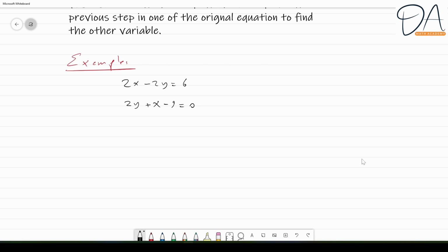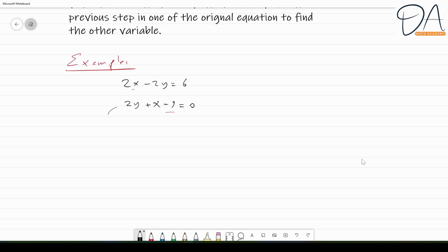So our first step is to make sure that they are in standard form. Now we can see we have a problem with the second one. The constant is not on the right-hand side. And the other thing we notice here is that the order of the variables is also not the same. In the first equation, we're starting with x, then y. In the second one, we have y, then x. So we need to fix this.